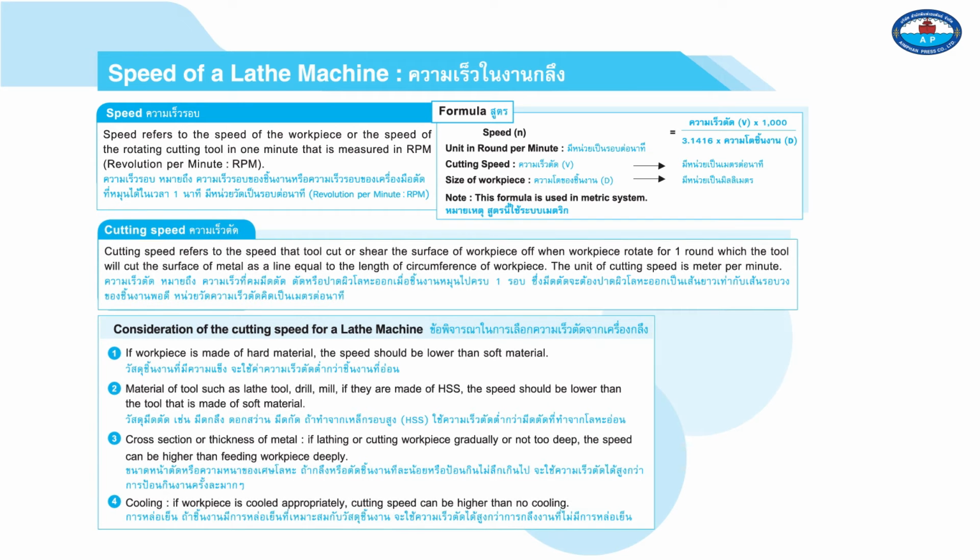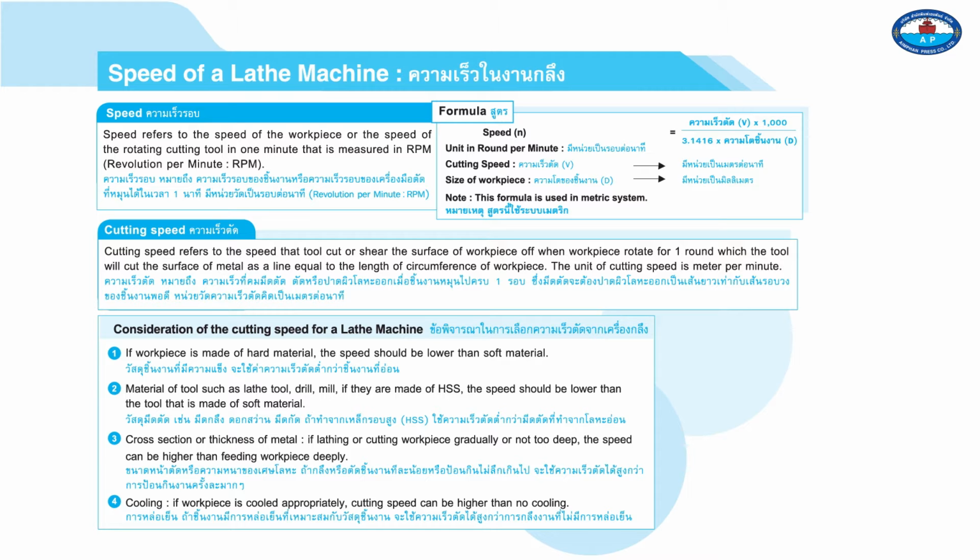Cutting speed. Cutting speed refers to the speed that the tool cuts or shears the surface of the workpiece off when the workpiece rotates for 1 round, in which the tool will cut the surface of metal as a line equal to the length or circumference of the workpiece. The unit of cutting speed is meter per minute.